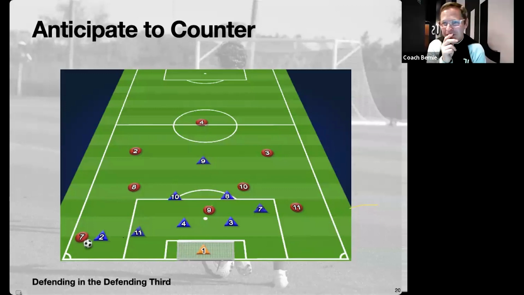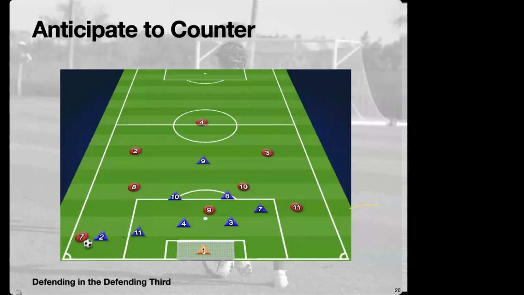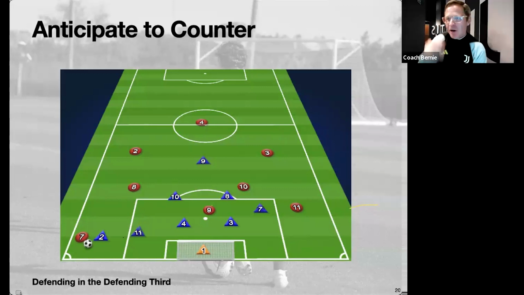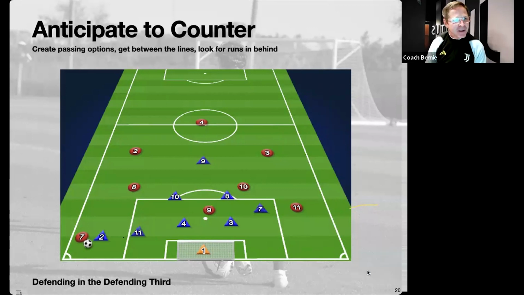Okay, Luke, go ahead. 7 can open up wide so they can play and look to open the field. There you go. Okay, you guys got all 3. Fantastic. Okay, here we go. Here are the 3 things.